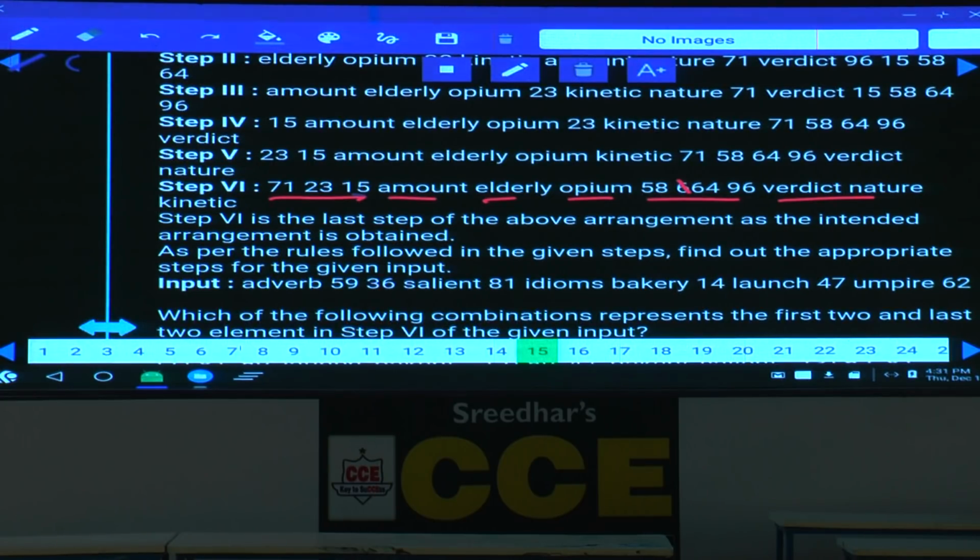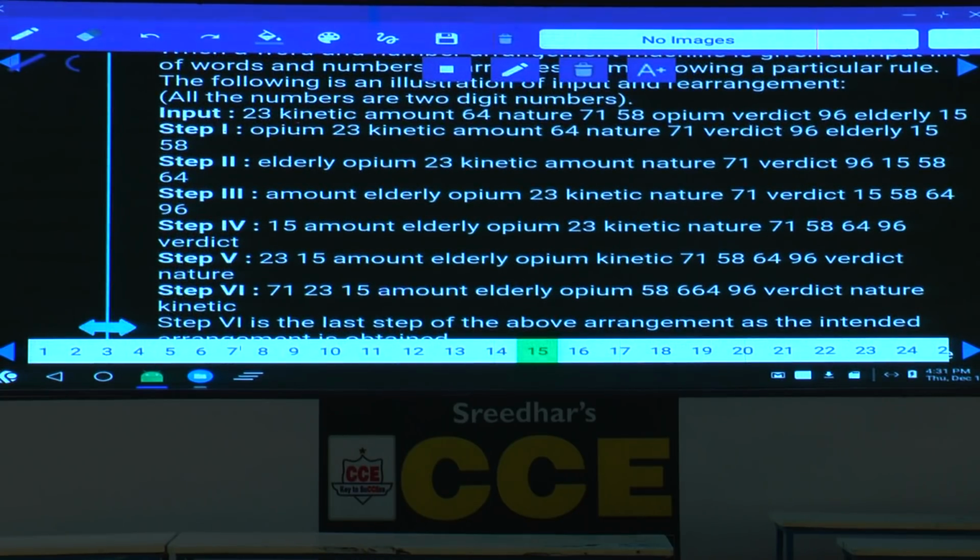Clear now? Now the combination of this: alternately number, word. First odd numbers in decreasing order, then vowels in increasing order. Next even numbers in increasing order and consonants in decreasing order. And this is the final logic. Now we need to identify the method involved in this one.